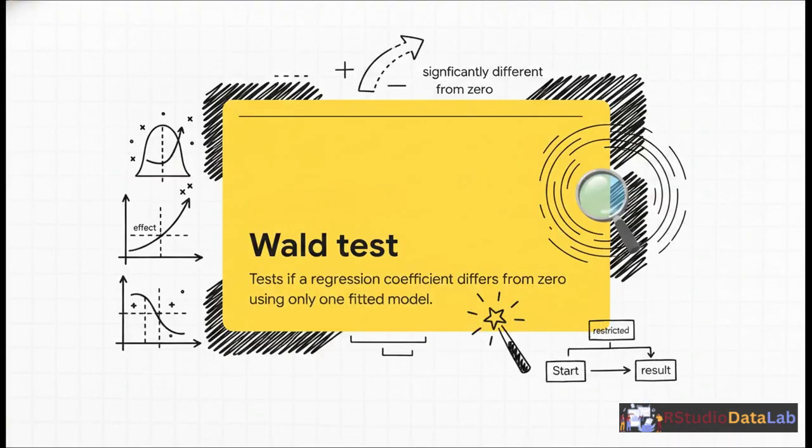But I really want to emphasize the absolute magic here. It does this using only the fitted model's coefficients and their standard errors. You literally do not need to fit a completely separate, restricted model just to test a single coefficient. It's just incredibly efficient. And here's a totally surprising fact. You're probably already using it.